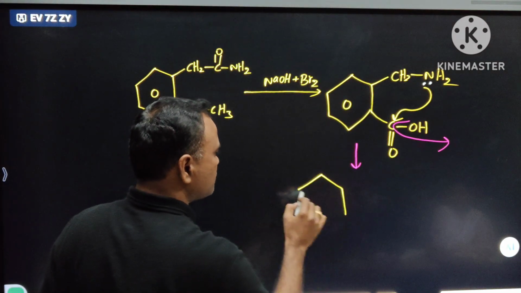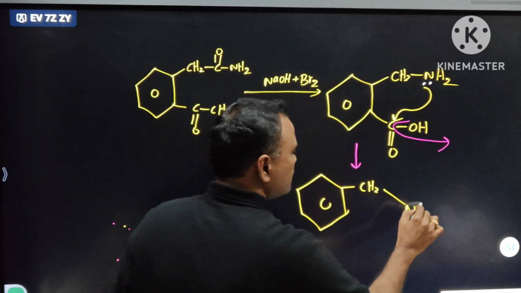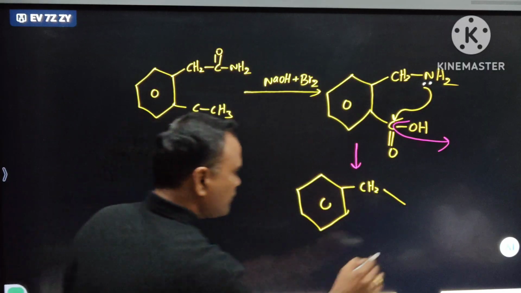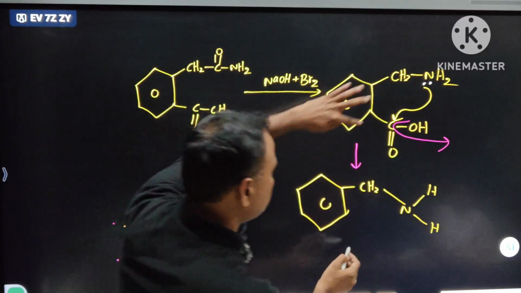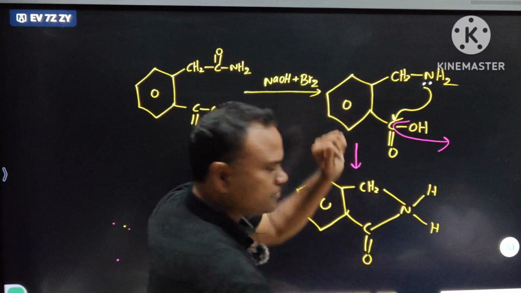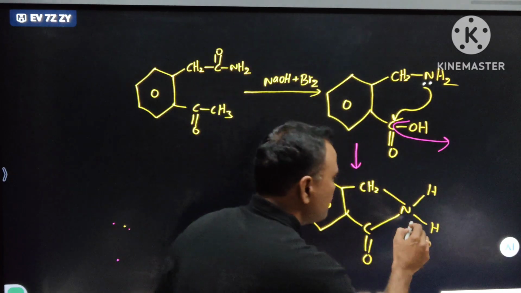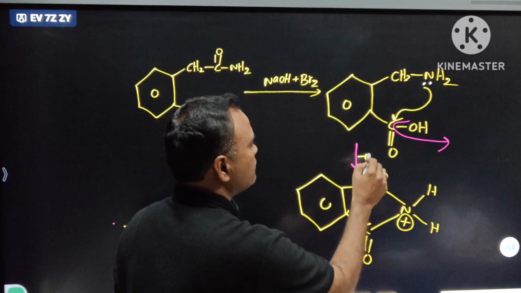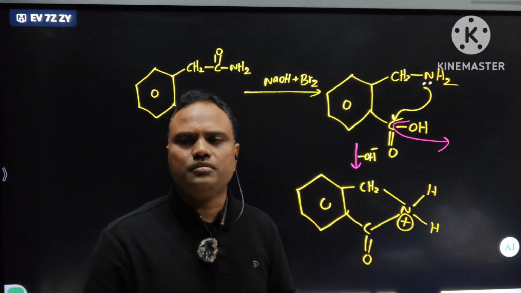Remaining product is CH2, NH2. Can I write NH2 like this? H, H, NH. Next, C double bond O, one new link is forming, right? And nitrogen is giving its pair of electrons, so nitrogen gets which charge? Positive charge. And here minus OH, means OH minus is eliminating. OH minus is eliminating. Clear?